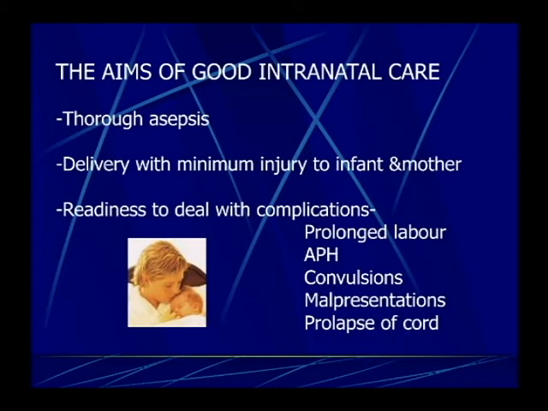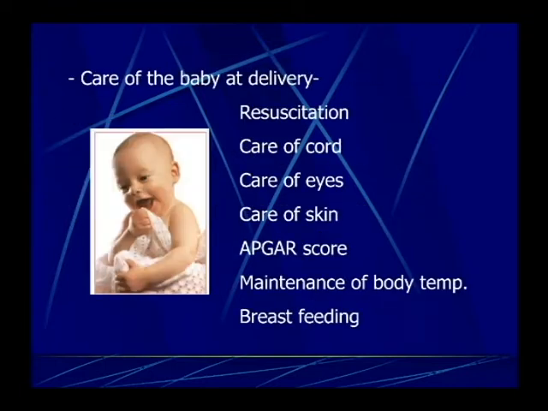The aim of good intranatal care is mainly to prevent any infections, that is through asepsis, and delivery with minimum injury to the infant and mother, so that we have a healthy baby and mother. Readiness to deal with complications also has to be trained, and the dais have been trained. What are those? Prolonged labor, APH, which is antepartum hemorrhage, convulsion, malpresentations, prolapse of the cord. They have to be able to manage or at least identify and refer to the higher centers.